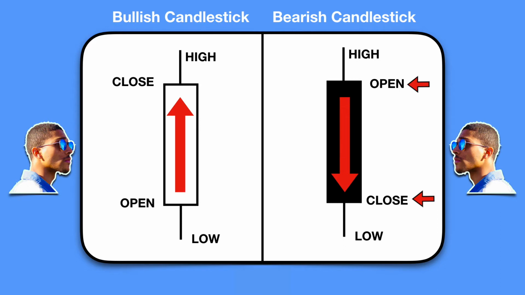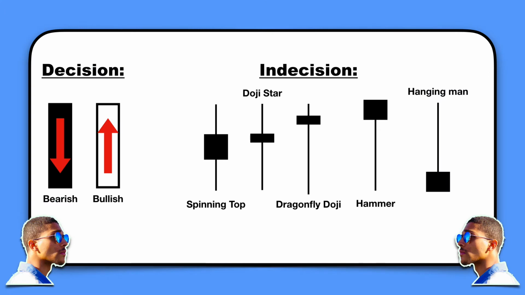Bullish candlesticks indicate that the market is moving upwards. You can identify bullish candlesticks firstly by their light color, but also because their close is higher than their opening. But there is another way of classifying candlesticks, either as decision or indecision candles.